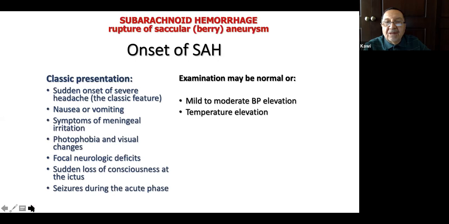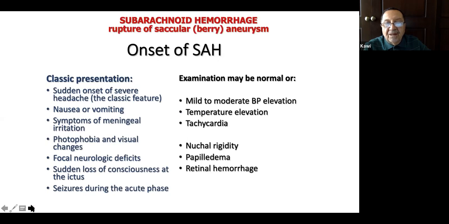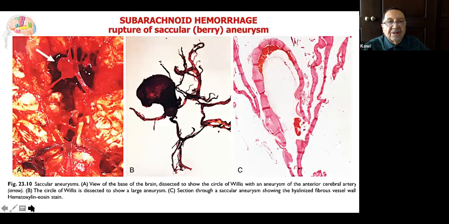There might be mild to moderate blood pressure elevation, maybe tachycardia. Nuchal rigidity is very important to check for. Papilledema and retinal hemorrhage may happen, and global or focal. These are the aneurysms. This is what they call the saccular aneurysm.